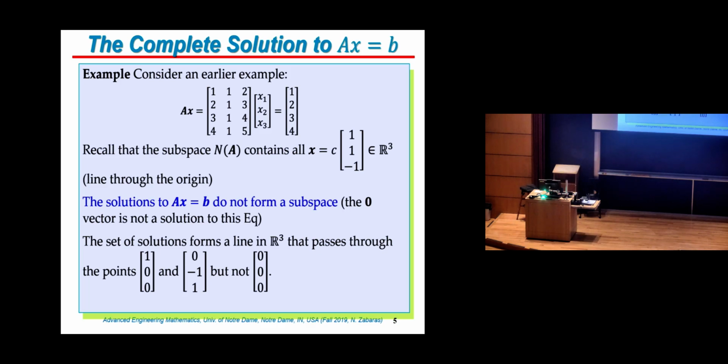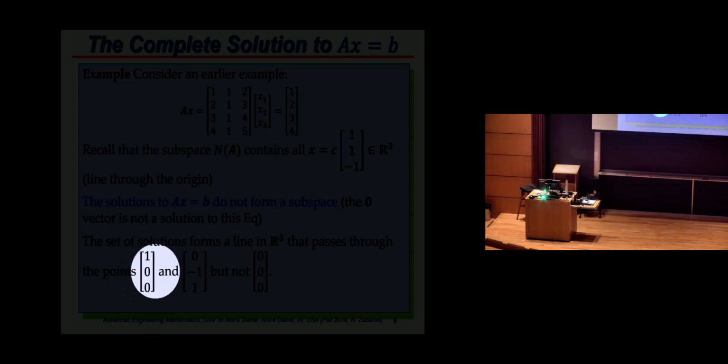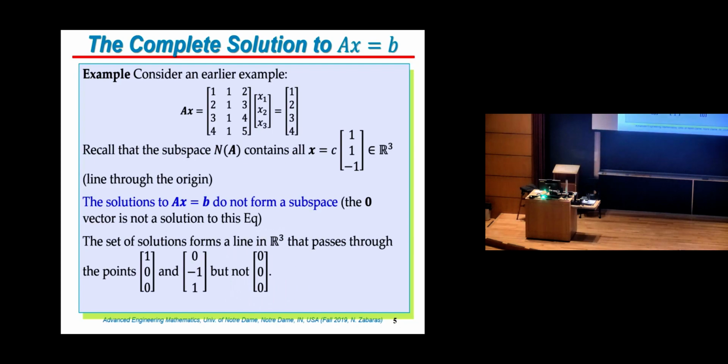So when you look at the solution of the system of equations Ax equal to b, you first notice it is basically a line that passes through these points, and this line does not include the 0 point. So one of the things that sometimes we take for granted is that the solutions of Ax equal b do not form a subspace. When you solve Ax equal b, the solution does not pass through the 0 point. You remember the null space is a subspace, but the solutions of Ax equal to b are not a subspace.